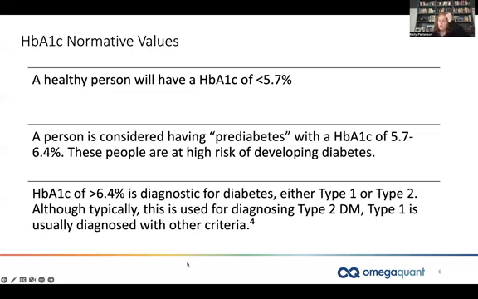So what are considered normal values of hemoglobin A1c? A healthy person will have a hemoglobin A1c of less than 5.7%, okay? So 5.7% or higher would be considered in the pre-diabetic range, from 5.7 to 6.4%. And these are the people that are at very high risk for developing diabetes.